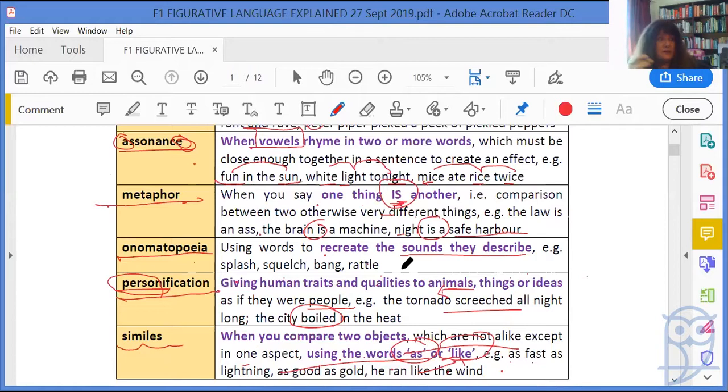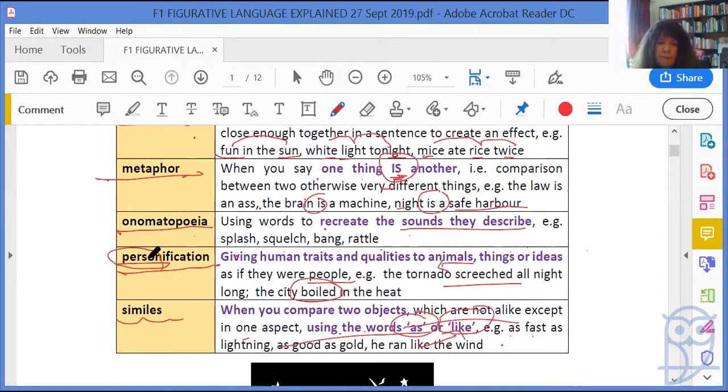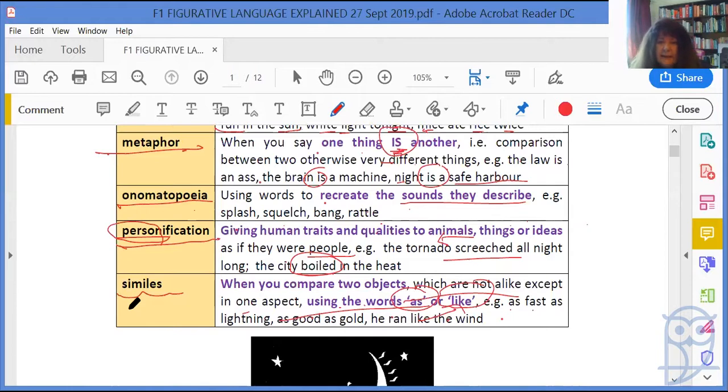And then, of course, you don't have to describe. The book fell with a big, huge splat down onto the floor. You can just put splat. So it also saves you words and explanations to use onomatopoeia. Personification, we make something into human-like qualities, person-like qualities. We give human traits and qualities to animals, things, or ideas as if they were people. Personification, there's your big clue. And the last one is a simile, when you compare two objects using the words as or like.